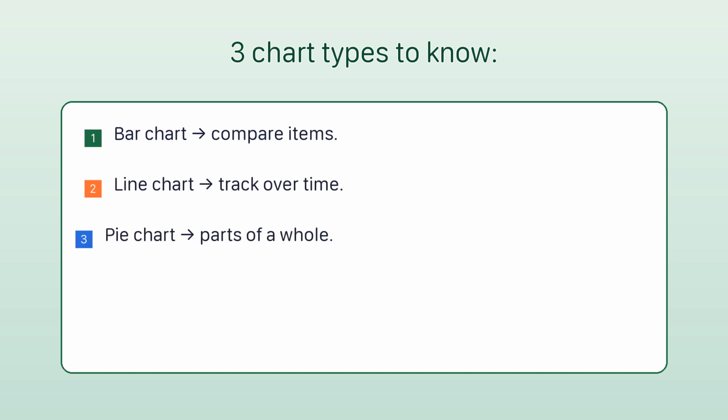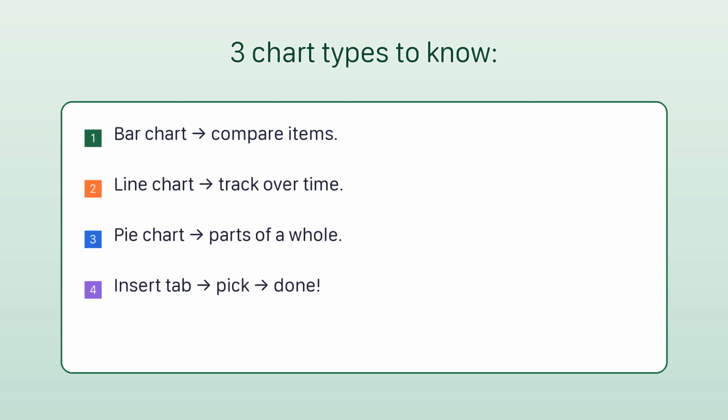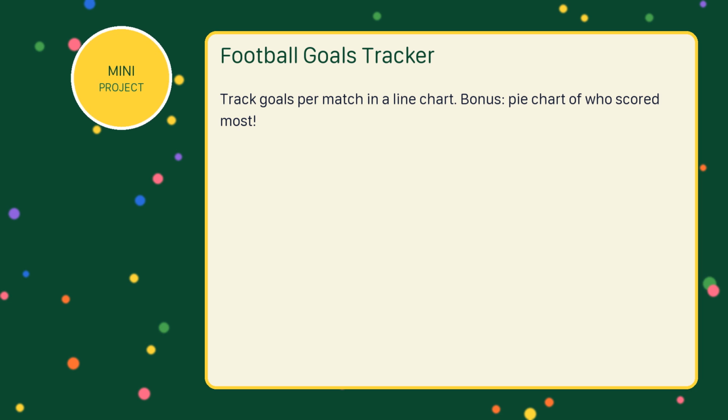3 chart types every kid should know. Bar, for comparing categories. Line for tracking over time. Pie for showing parts of a whole. Pick the right one.